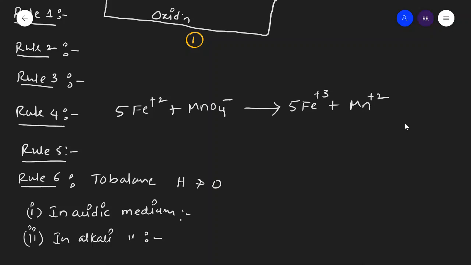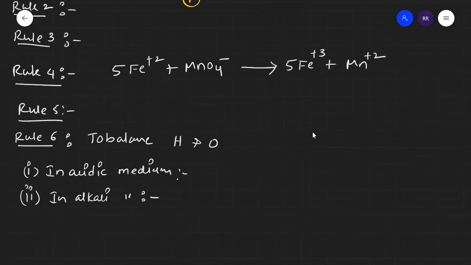In case hydrogen atoms are still unbalanced, for 1 excess hydrogen atom, add 1 OH minus on the same side and 1 water on the other side. In some cases, both hydrogen and oxygen atoms are balanced together by adding water only.